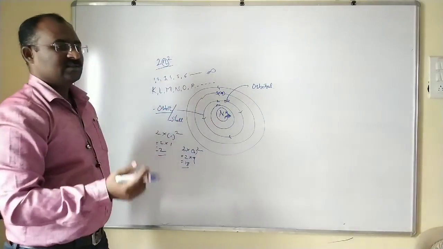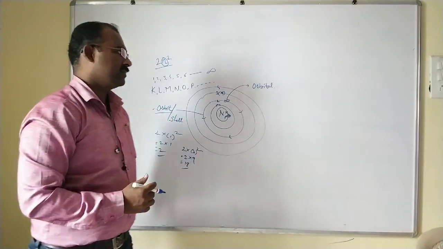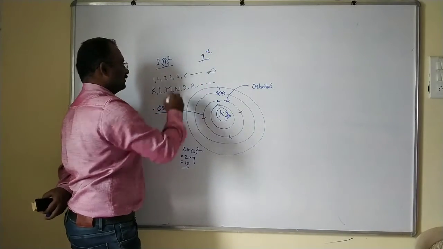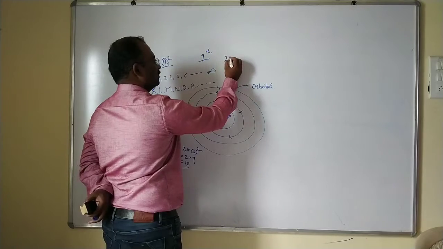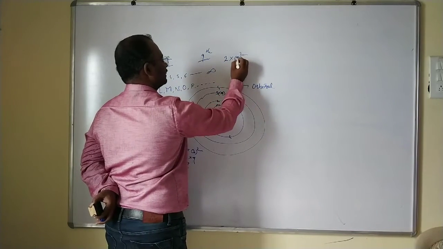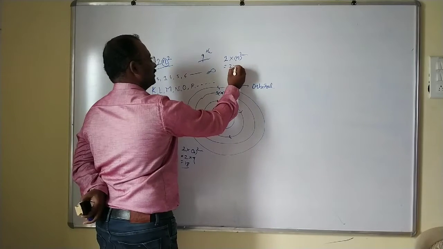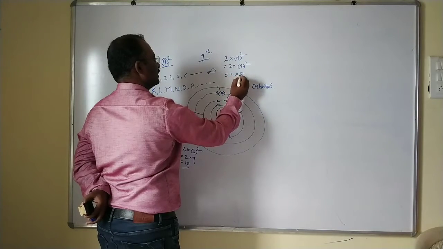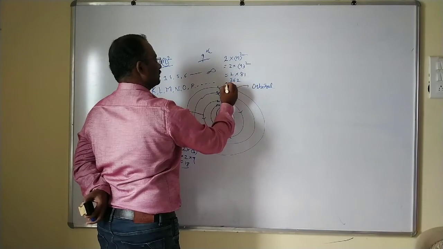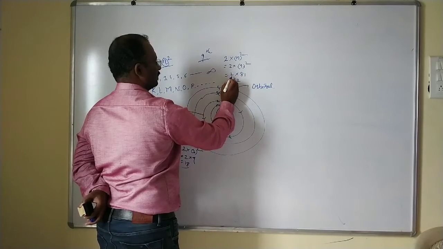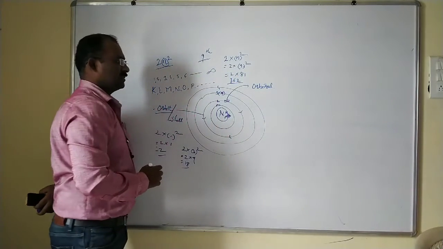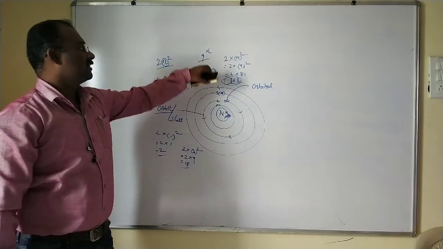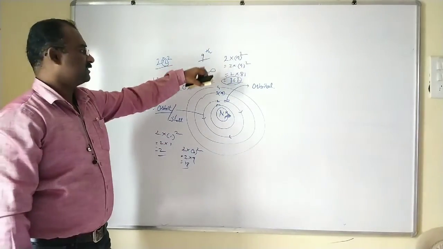Like that, when someone asks what is the maximum capacity of the ninth orbit, it is calculated by the simple technique, that is 2 into n square, where n means the orbit number. 2 into 9 square. 9 square is 81. 81 into 2 is equal to 162. It means 162 is the maximum capacity of the ninth orbit. This is about the orbit.